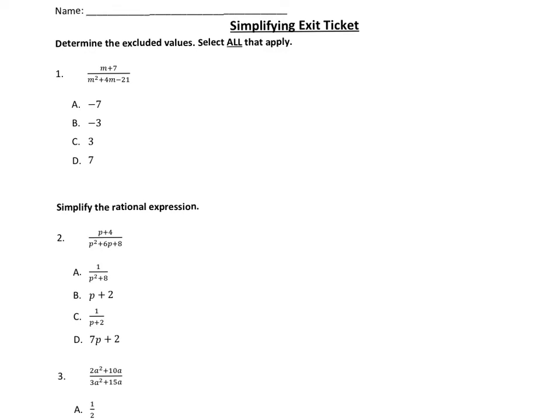In this video, I'm going to go over the simplifying rationals exit ticket. So question number 1 says determine the excluded values. And it kind of gives you a hint that you're supposed to select all that apply, meaning there's going to be more than one. So this question can be difficult if you're not sure what an excluded value means.